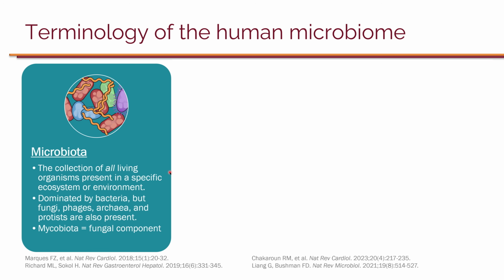The term microbiota in general refers to the collection of all living organisms present in a specific ecosystem or environment. In human microbiota, we're specifically referring to all living organisms, including bacteria, fungi, phages, archaea, and protists that live in the body. And we are specifically talking about these organisms that are not necessarily causing an infection, so these are a normal part of human health.